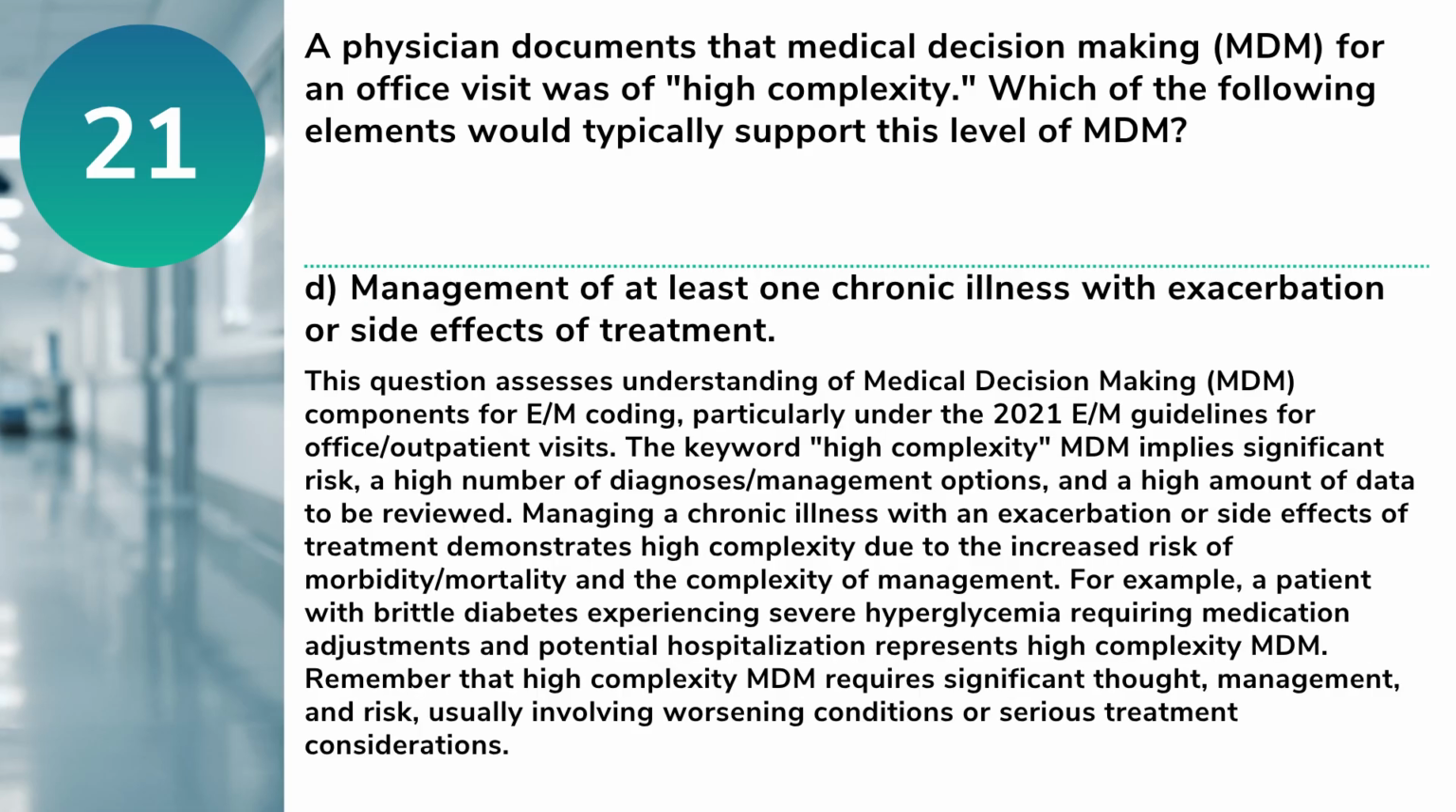Answer: D. Management of at least one chronic illness with exacerbation or side effects of treatment. This question assesses understanding of medical decision-making, MDM, components for E/M coding, particularly under the 2021 E/M guidelines for office/outpatient visits. The keyword high-complexity MDM implies significant risk, a high number of diagnoses/management options, and a high amount of data to be reviewed. Managing a chronic illness with an exacerbation or side effects of treatment demonstrates high complexity due to the increased risk of morbidity/mortality and the complexity of management.